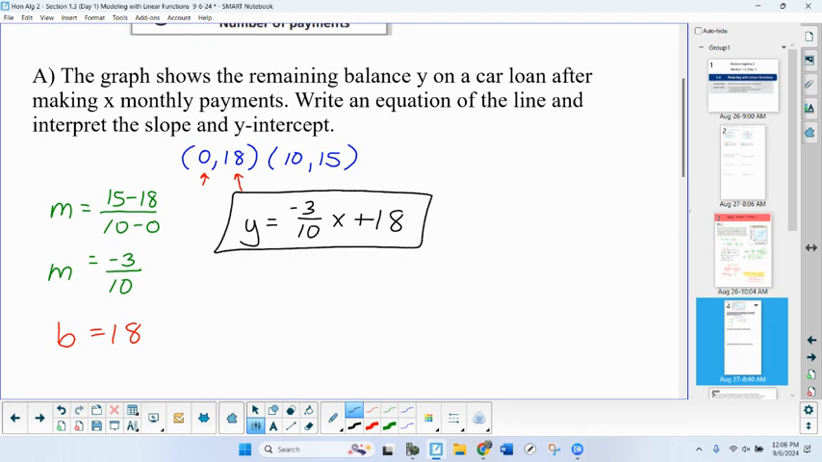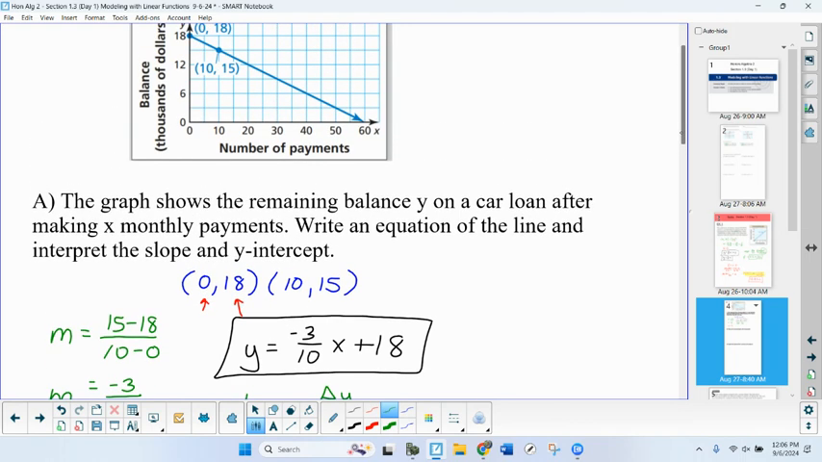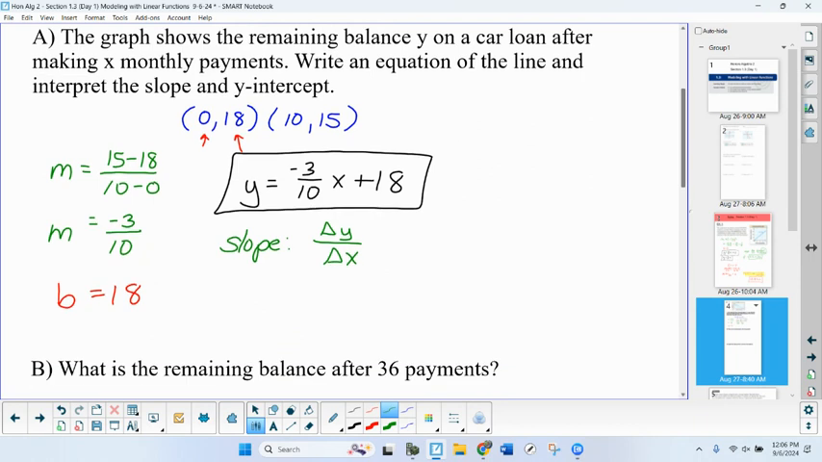So he did the first part of part A. It says, write the equation of a line. Interpret the slope and the y-intercept. This is the part you guys don't like. That means, what does the slope represent? Again, slope is change in y over change in x. Rise over run. y2 minus y1 over x2 minus x1. Change in y over change in x. What did y represent in my graph? Balance. Okay. That's the balance. So the amount of money over what was x? Number of what? Payments.